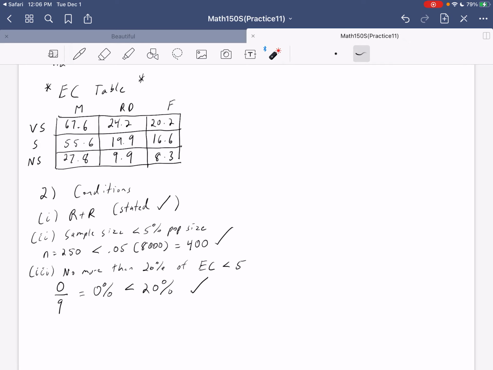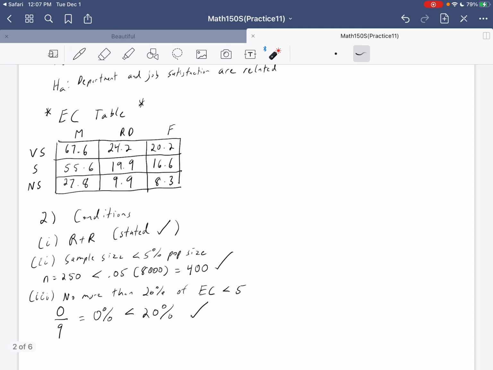Now, what would have happened had this one, say, come in as like 4.2 or 4.3? Well, then we would have had 1 out of 9, and 1 out of 9 would be about 11%, and we'd still be good. What would happen if we had like 4.3 here and 4.2 there? Well, then we would have had 2 expected counts out of 9 less than 5. 2 out of 9 would be 22%, and then we would fail condition 3, and we would be unable to continue with the hypothesis test. So here we're all good because none of the expected counts were less than 5.